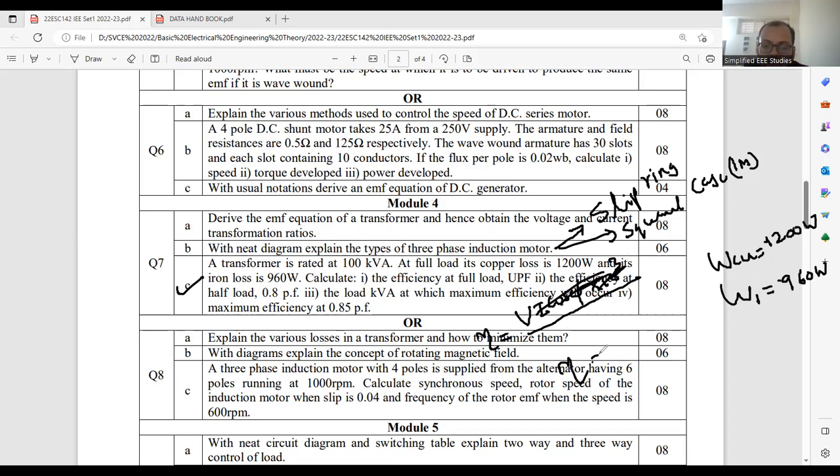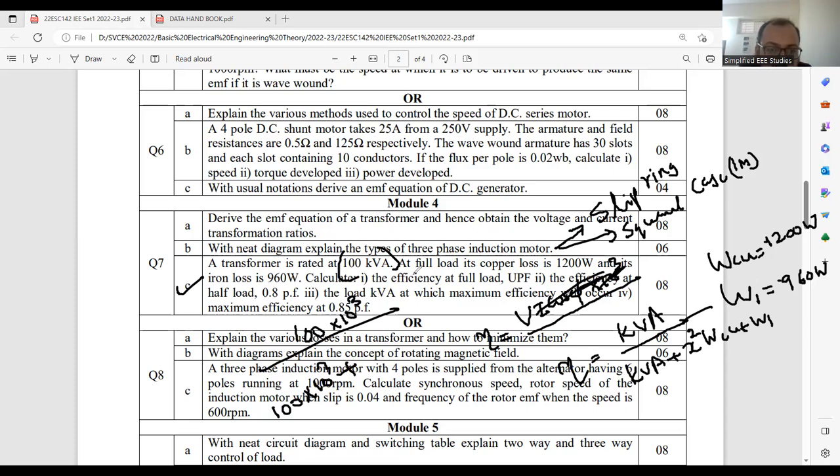Eta is equal to output in kVA, divided by kVA plus X square into WCU plus WI. This is the formula. Anyway, 100 kVA is directly given. If you want, you can convert into volt ampere also. So 100 kVA, or volt ampere divided by 100 into 10 to the power 3, plus. So X is the load factor, the fraction of load. See, the X is already mentioned, right?